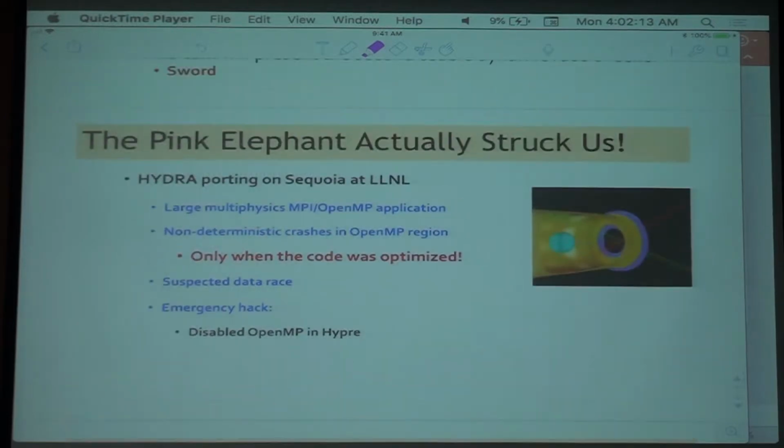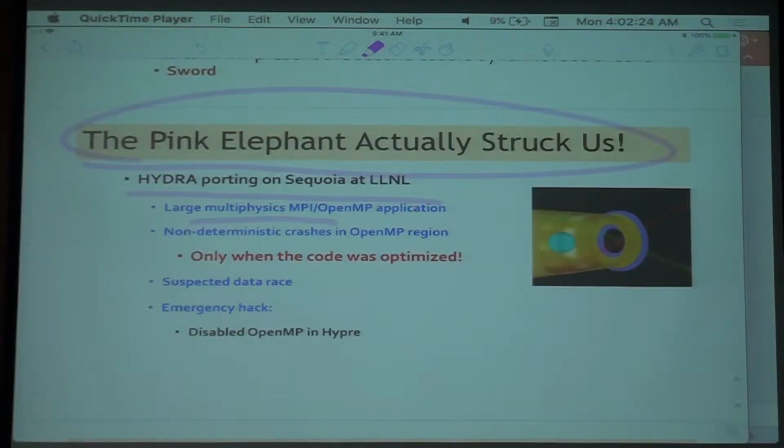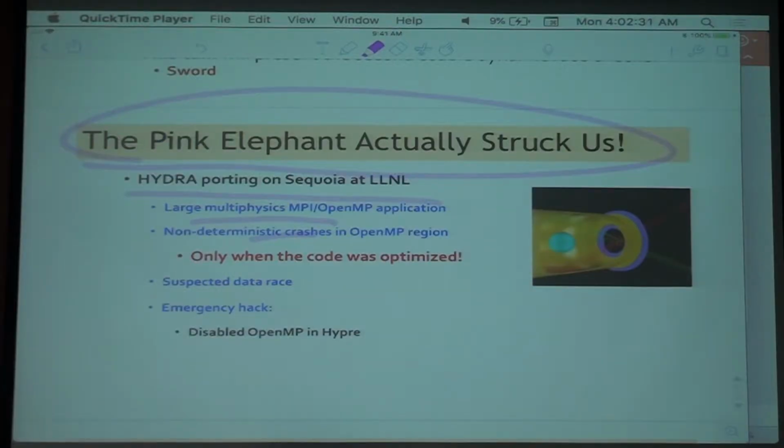This actually happened. We were called to rescue, collaborate in a project at the Lawrence Livermore lab, where they were porting an application called Hydra, a large multiphysics application. They found that whenever they turned on multi-threading and optimized the code, it used to crash. They went on for some time, and finally they said, okay, we are not going to parallelize that loop. OpenMP parallelization is done by putting a pragma around a loop. They took away the pragma and made the code sequential. The problem went away, but performance went away too.